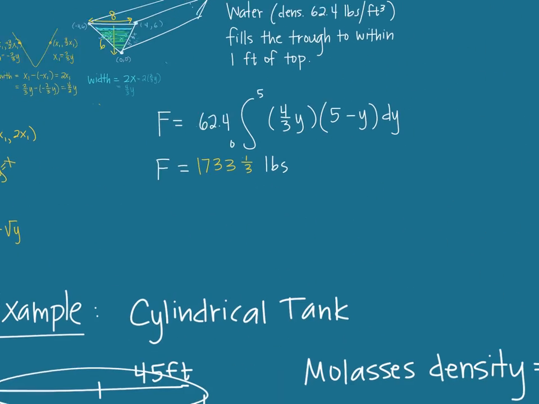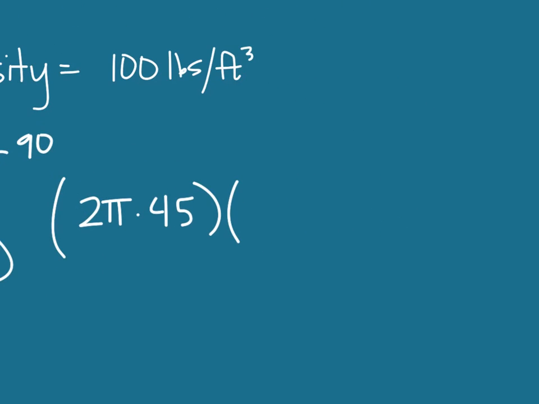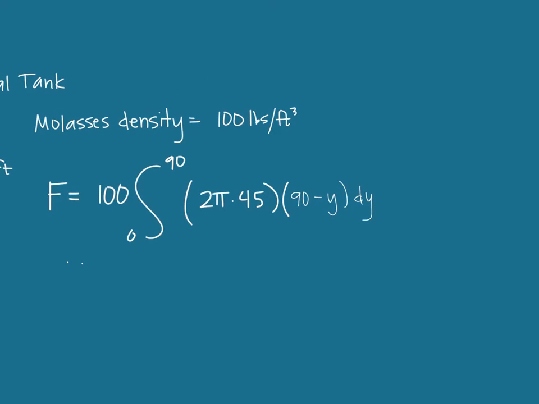It's all right. So what are we doing in the second? The fluid force on the whole outer thing. And so then the top is 90 minus y dy. And then you've got it. Yes. I got 114 million. Is that what you got?